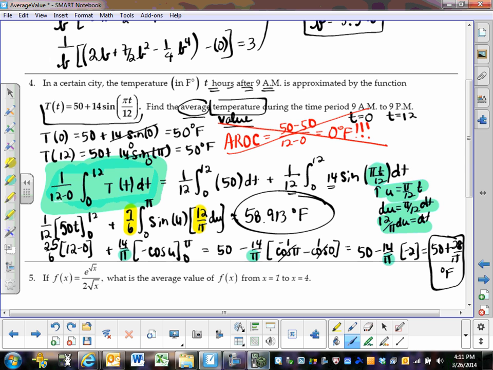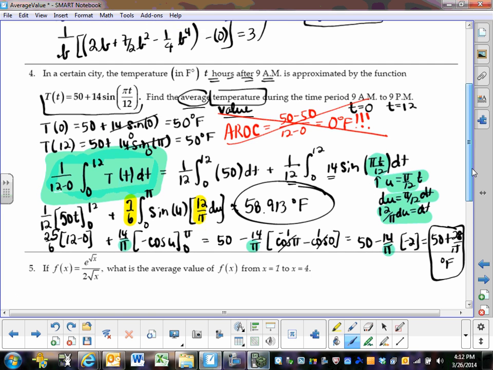0 degrees is not the average temperature of a city that has a temperature of 50 degrees at noon, 50 degrees at 9 a.m. and 50 degrees at 9 p.m. So make sure you're thinking through the answers that you're getting and making sure they make sense.